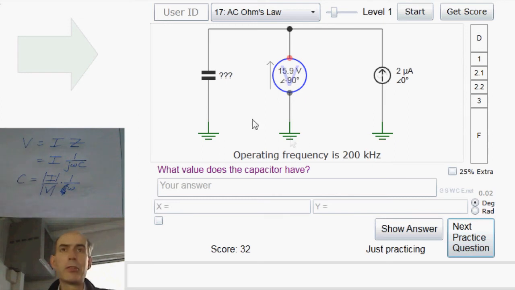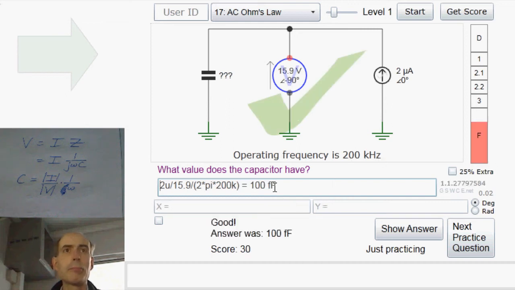that way. So my capacitor must be the current, which is 2 microamps, divided by the voltage, which is 15.9 volts in terms of amplitude. And again, not worrying about the phase because I know that my answer must be real, divided by the frequency in radians per second, which is 2 times pi times the frequency in hertz, which here is 200 kilohertz, it tells you there. So that's it. 100 femtofarads, pretty small one.